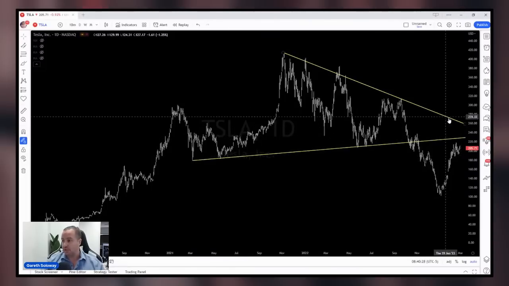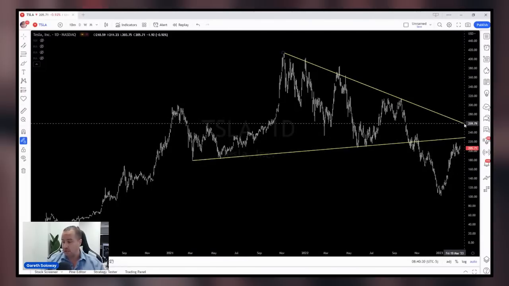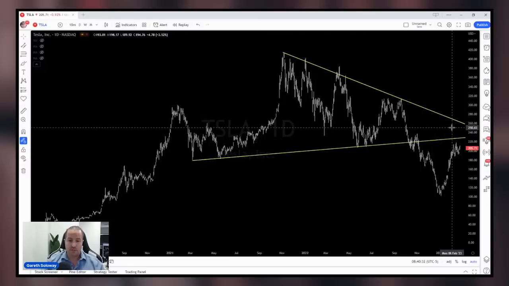In addition, notice the downsloping trend line around 260. Those would be your two levels of resistance. I'm a big fan here of waiting. Let's see if we get one more push up in Tesla, and then I think you short it.